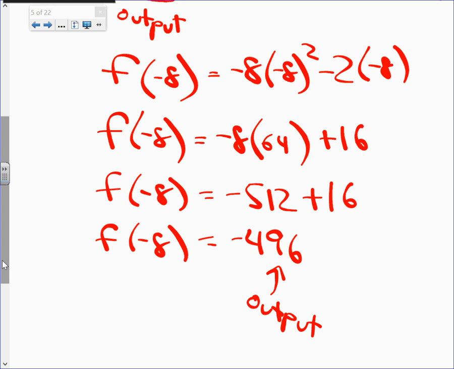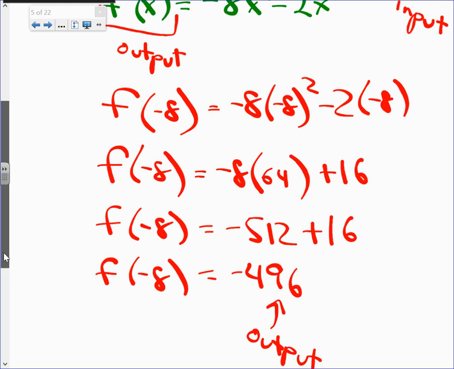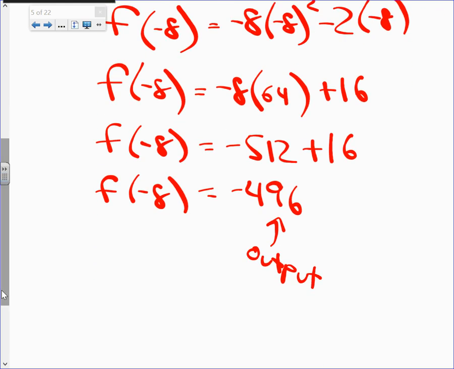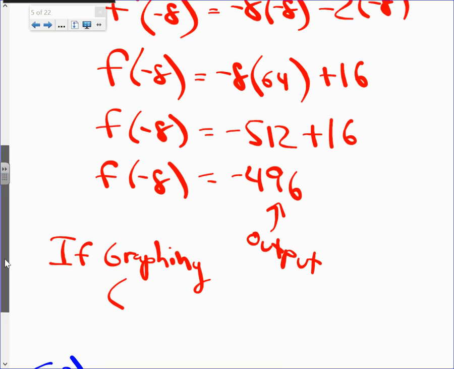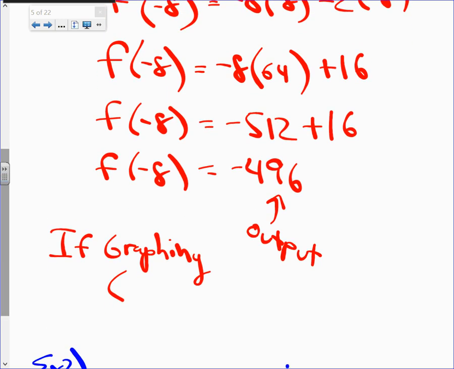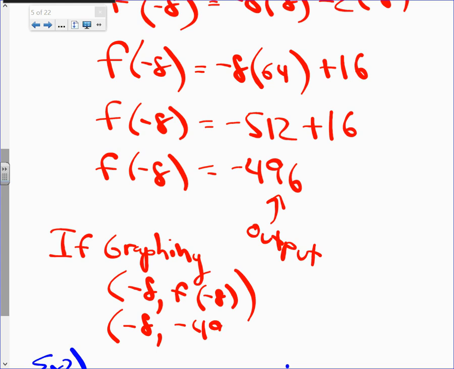The machine spit out -496. I put in -8, it spit out -496. So underneath this, if you're graphing, the coordinates would be, what was the input again? -8. And the output would be the function at -8. If I was graphing, it would be -8, f at -8. But we just figured out what f at -8 was, so this is really -8, -496. See, this and this mean the same thing.